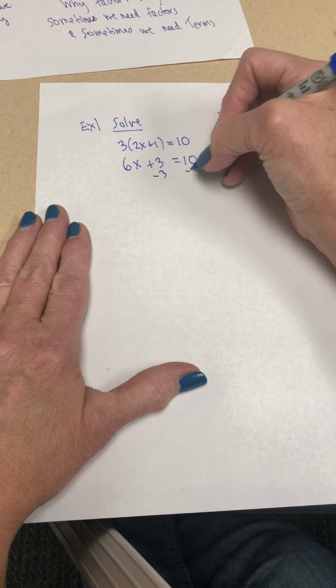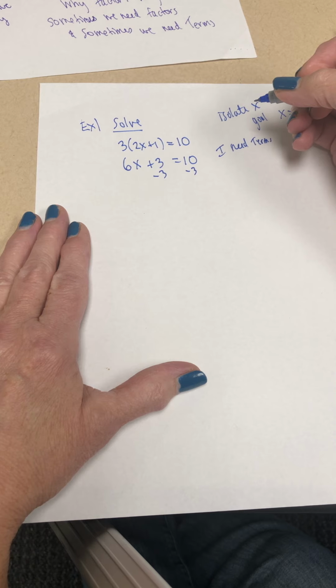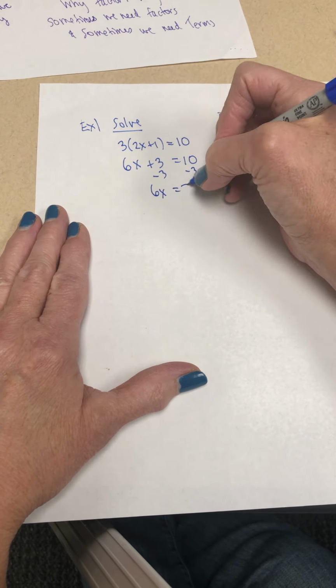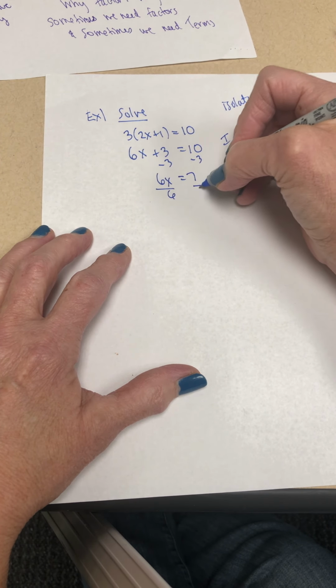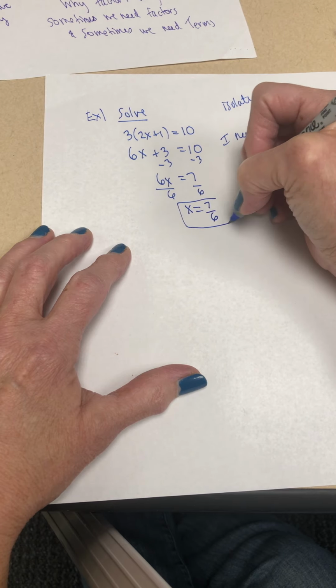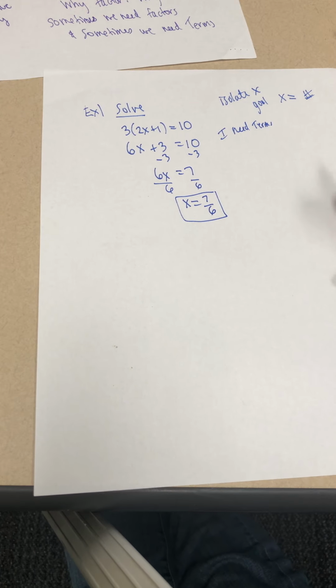And I'll do the rest of this quickly. You subtract 3 from both sides. Okay. Actually, I think I wanted that to be 6x equals 7. And then you divide both sides by 6, and x equals 7 over 6. Okay, so there's an example of when you need terms instead of factors.